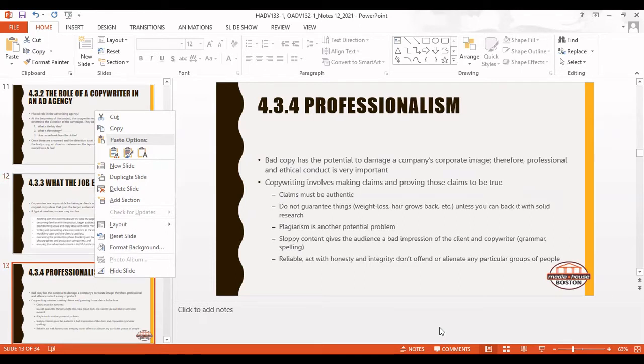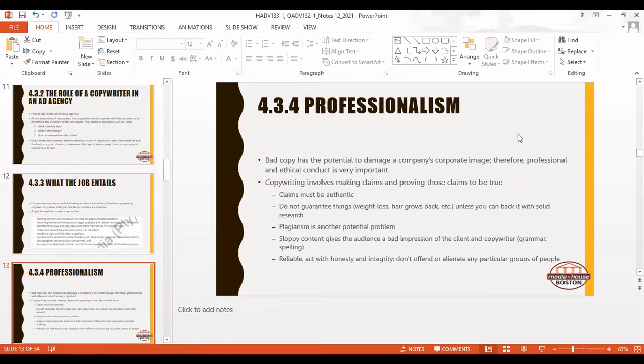A bad copy has the potential to damage a company's corporate image. Therefore, professional and ethical conduct is absolutely necessary when creating a copy on behalf of clients, which is very true. You have to be very professional, the way that you're dealing with the copy, the way that you're dealing with the client. If there is any unethical conduct, this can lead to loss of business, loss of a client.